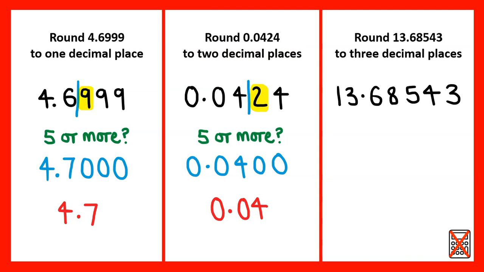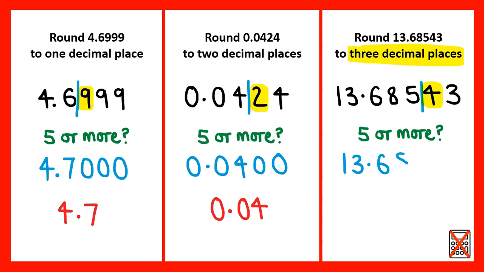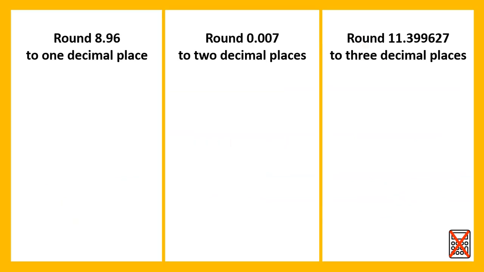Lastly, I'm rounding 13.68543 to 3 decimal places. My rounding line will need to go after the third decimal place, which is this 5. Looking at the next number and deciding whether it's 5 or more, which it's not, so I'll need to round this number down to 13.68500, which gives me a final answer of 13.685.